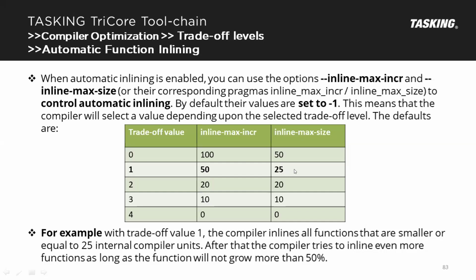What does this value mean? It means the compiler will inline the functions that are smaller than or equal to 25 internal compiler units. It's a unit defined internally for the compiler. So as long as the function doesn't exceed these 25 internal compiler units, it will be inlined.